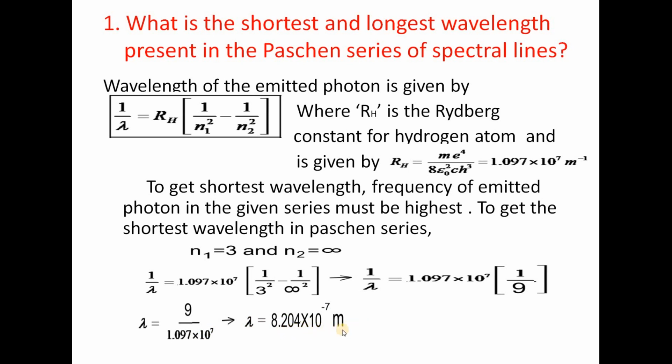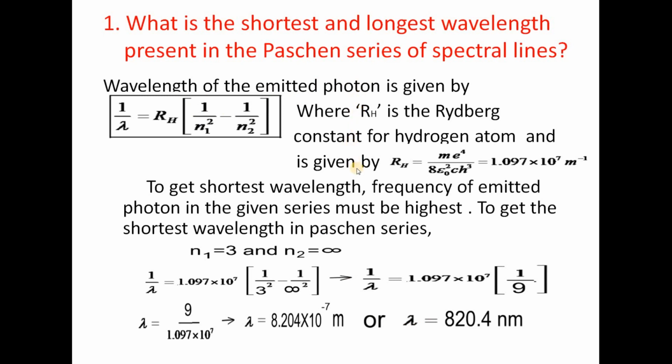But generally, wavelength of light is expressed in terms of nanometer. Nano represents 10 power minus 9. So in terms of nanometer, it is 820.4 nanometer. This is the shortest wavelength present in Paschen series of spectral lines. Now we have to calculate the longest wavelength.